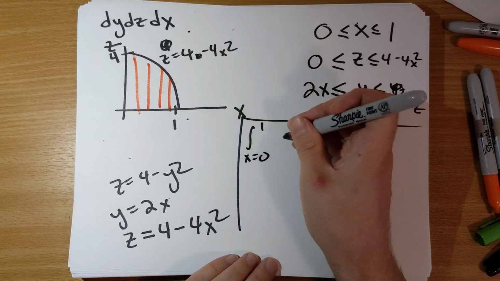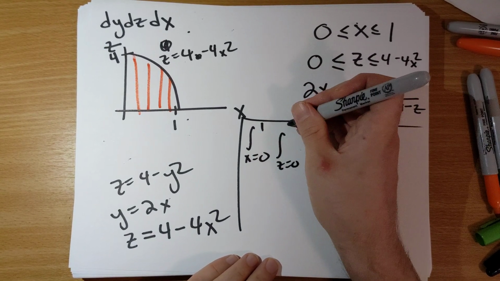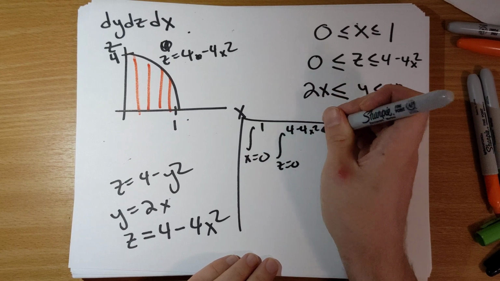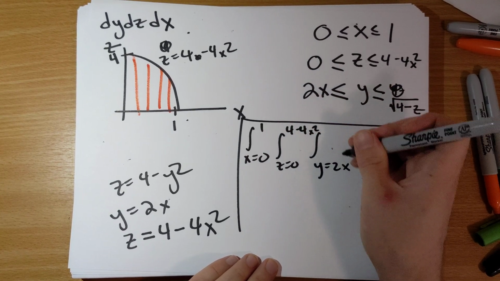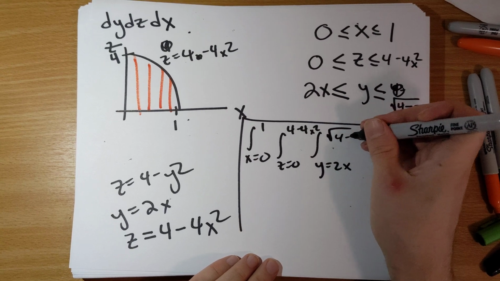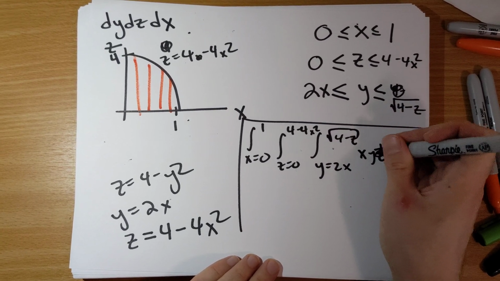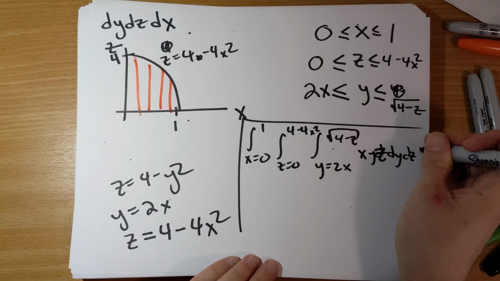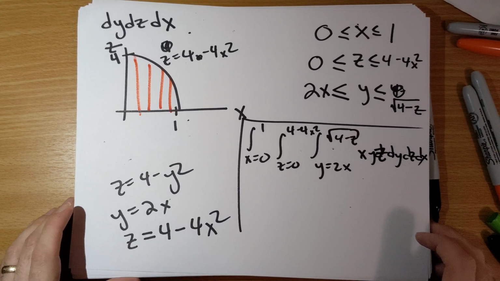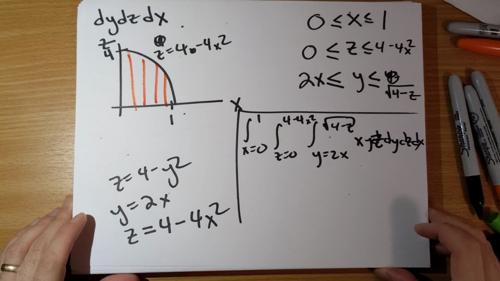Let's finish this off here. X runs from 0 to 1. Z runs from 0 to 4 minus 4x squared. Y runs from 2x to square root of 4 minus z. X, y, z, dy, dz, dx. Okay, 3 different ways to do the same problem.